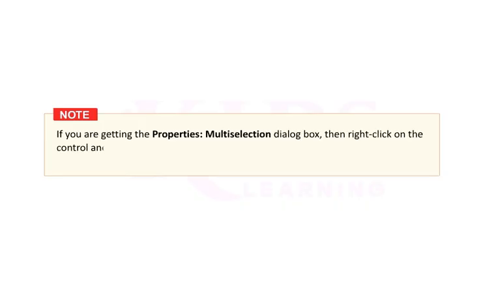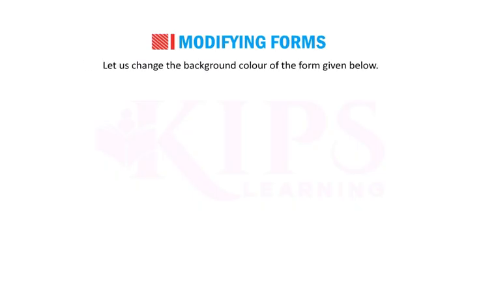Students, note that if you are getting the Properties Multi-Selection dialog box, then right-click on the control and choose Ungroup. Now, double-click on it. The Related Properties dialog box will open. Let us change the background color of the form given below.